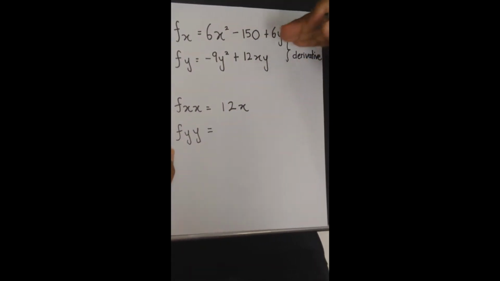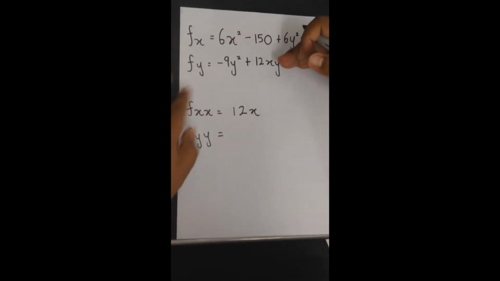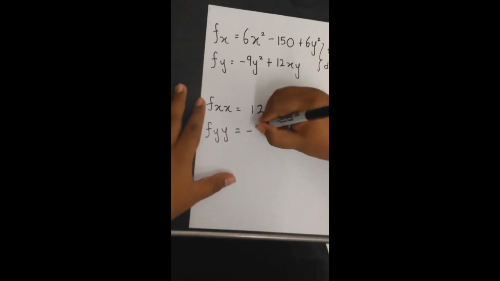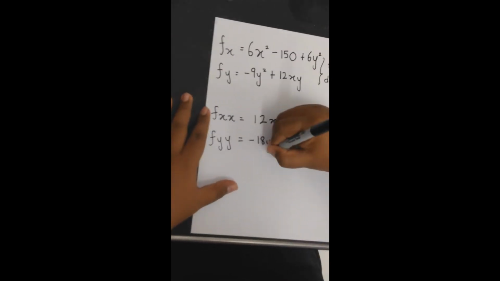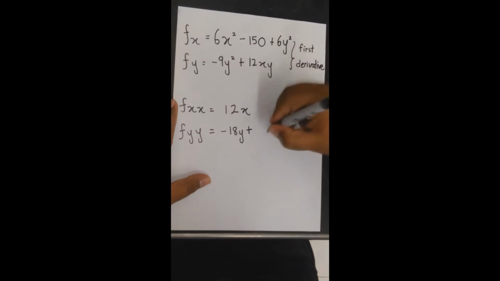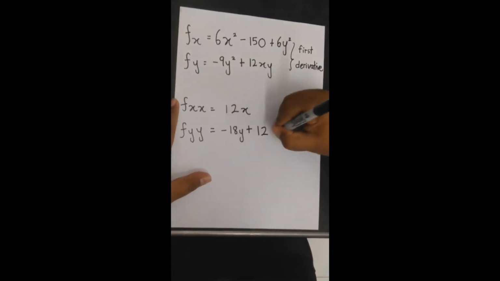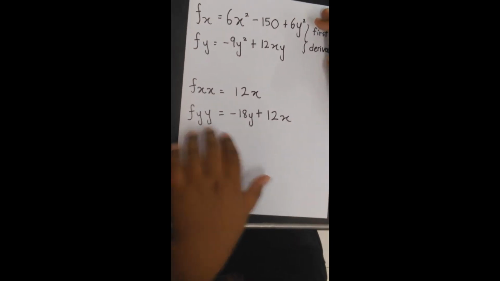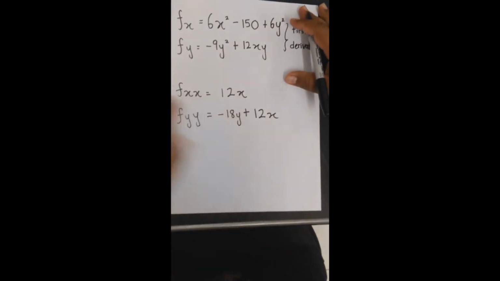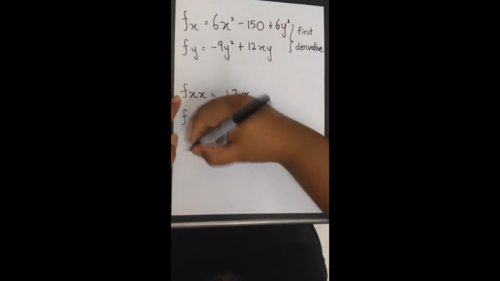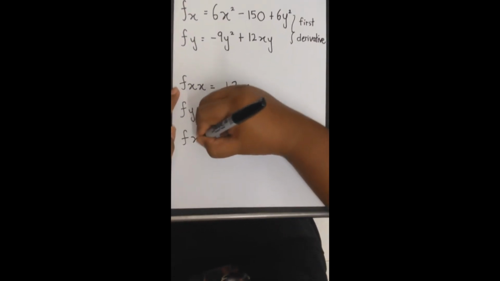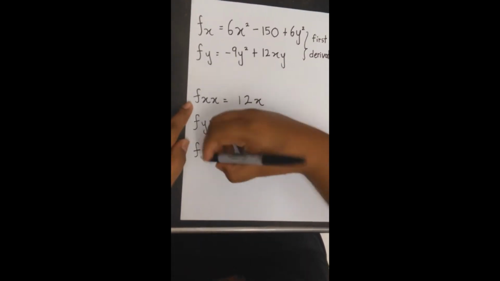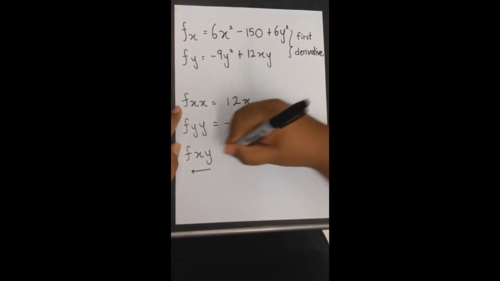fyy also needs to be found from the first derivative. So we will get fyy as a second derivative like this. Lastly, we will find the fxy. So fxy needs to be differentiated in the opposite direction like this.